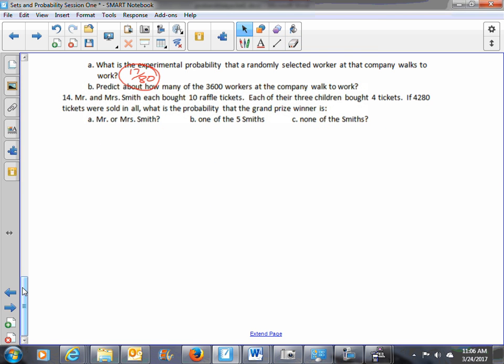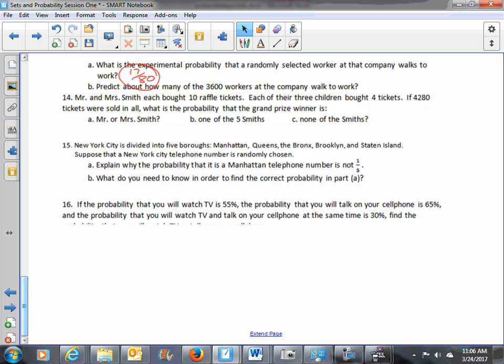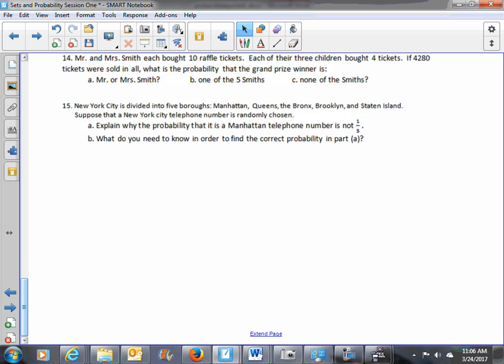We have, what do we got next? We have number 15. Okay, now 15 in New York City is divided into 5 boroughs: Manhattan, Queens, Bronx, Brooklyn, and Staten Island. Suppose that a New York City telephone number is randomly chosen. Explain why the probability that it is a Manhattan telephone number is not 1/5.